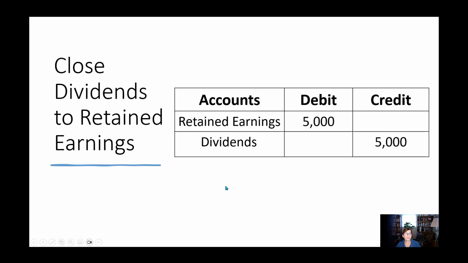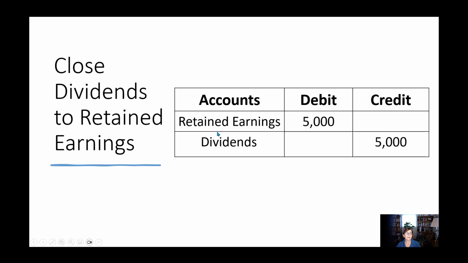Finally, we're going to close our dividends. Now again, dividends have a debit balance, so in order to close them, we have to credit them. So we credit the dividends and we debit retained earnings because we are reducing our retained earnings by the amount of dividends.